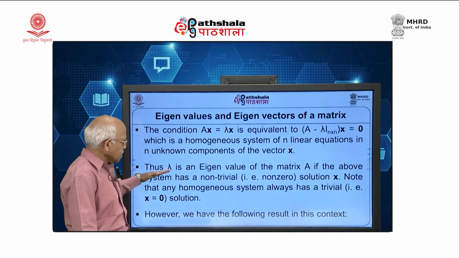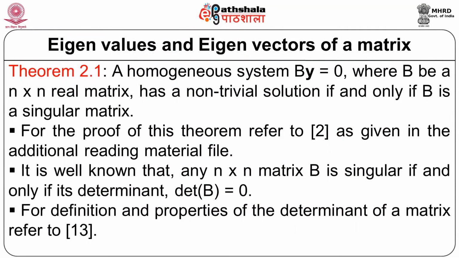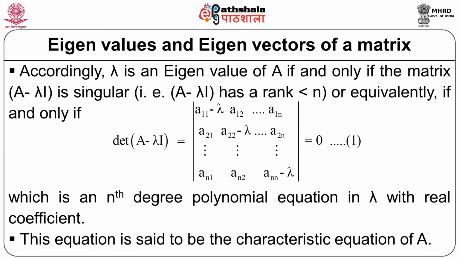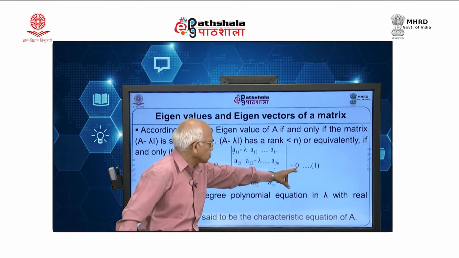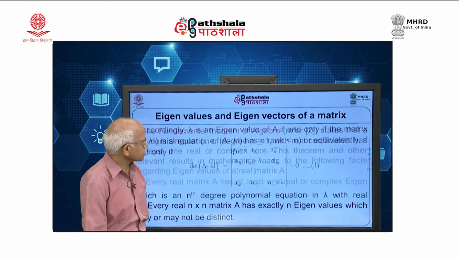Now, this system of equations has a non-trivial solution, by a known result, if and only if the matrix A minus lambda I is singular. The additional result regarding determinants says that a matrix is singular if and only if its determinant is equal to 0. Using that, lambda is an eigenvalue of A if and only if the determinant of A minus lambda I is 0, and that gives me the characteristic equation of the matrix A.